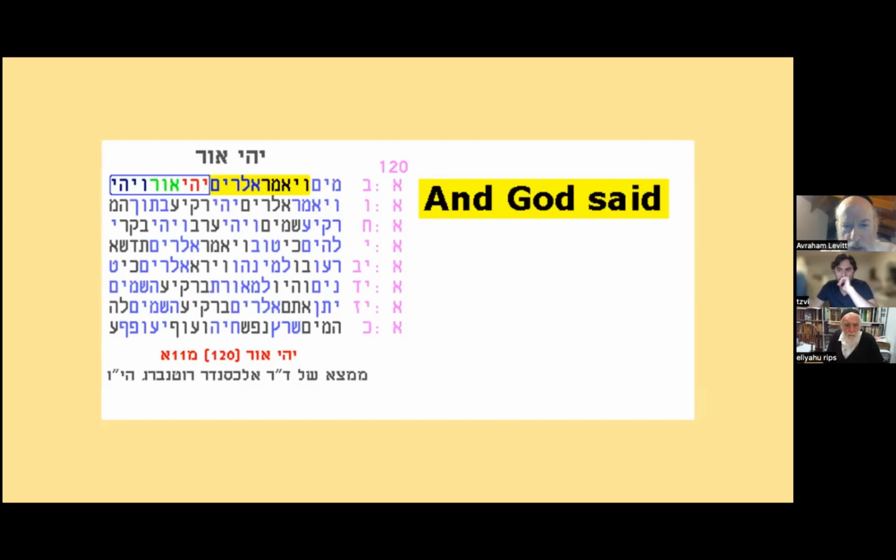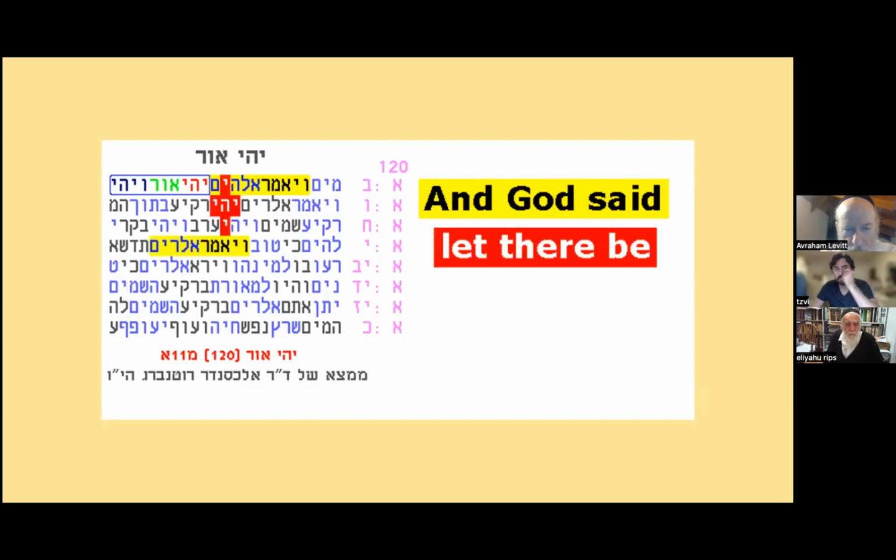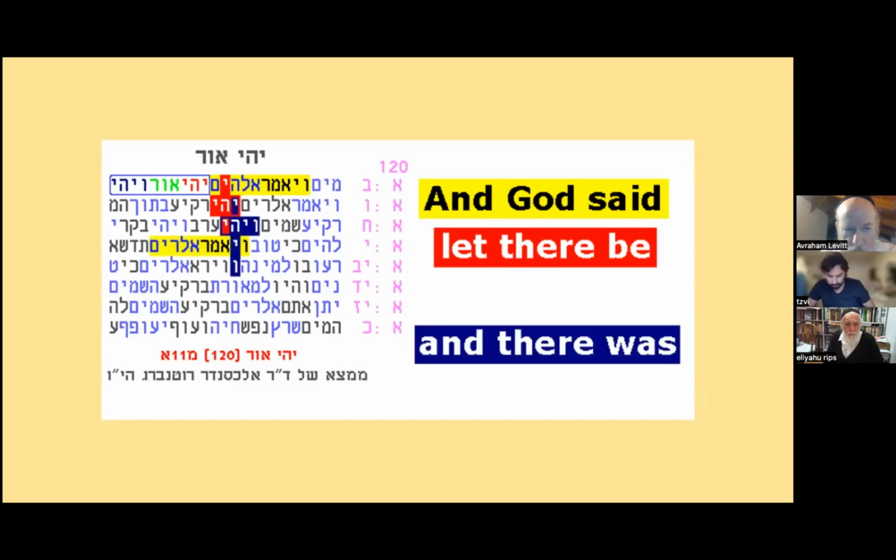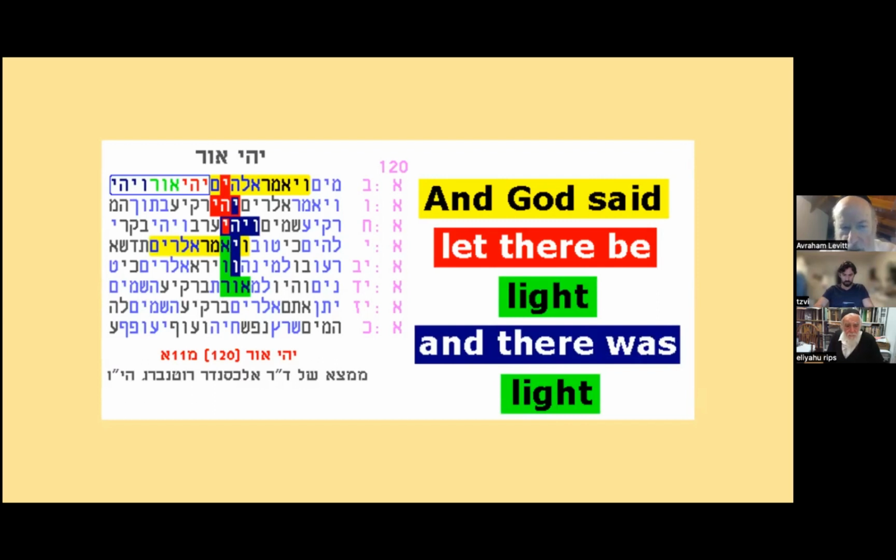And we see an amazing echo here as well, found by Dr. Rotenberg years ago. First of all, Hashem said is repeated a few times. Let there be, Yehi, is repeated twice. And there was is repeated twice. Light is repeated twice. And the density of this is incredible.